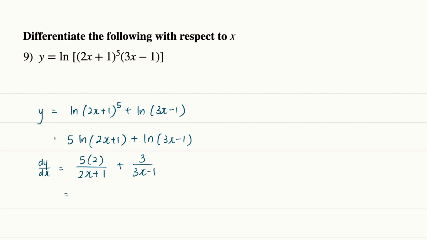Alright, simplifying, we will then have 10 over 2x plus 1 plus 3 over 3x minus 1. Now, some students are really confused in question number 10.